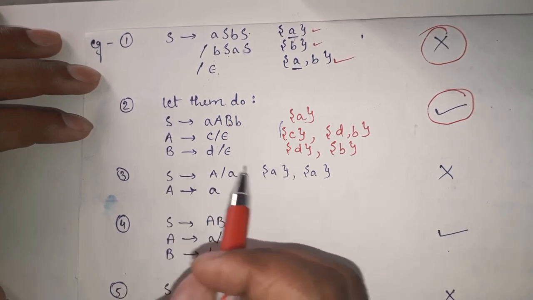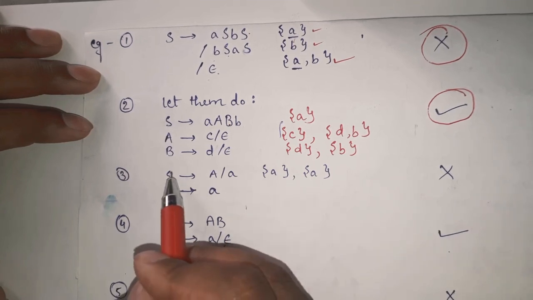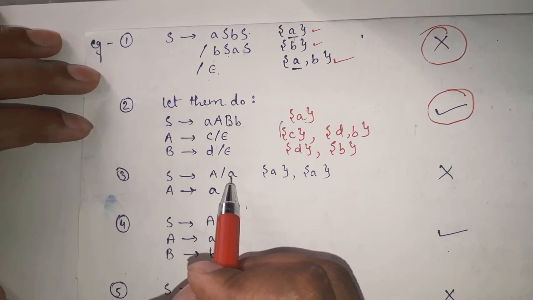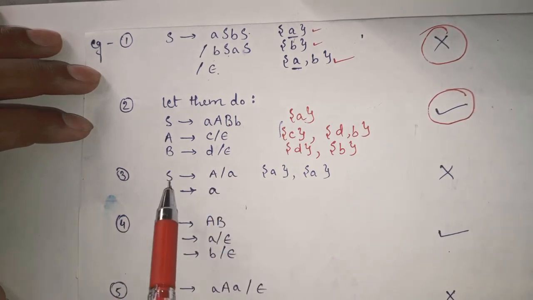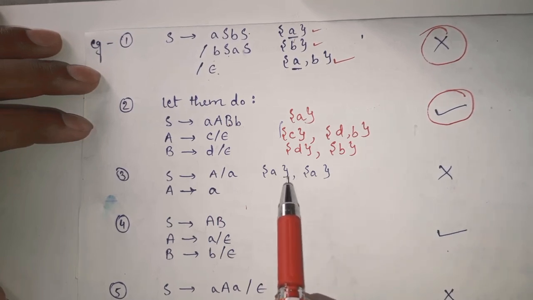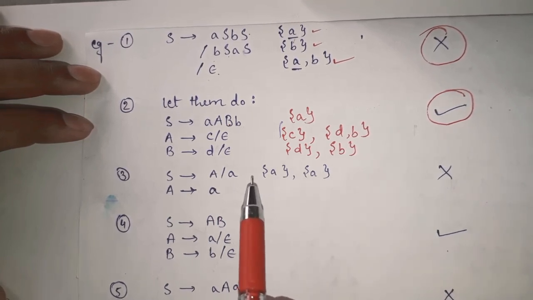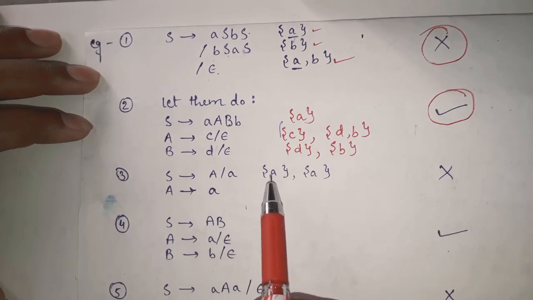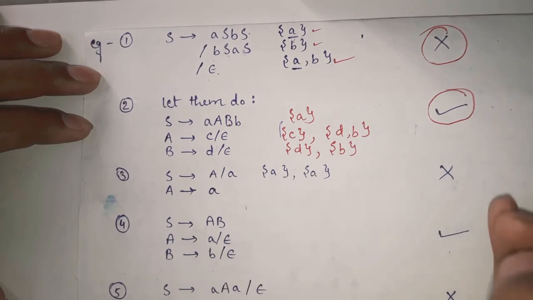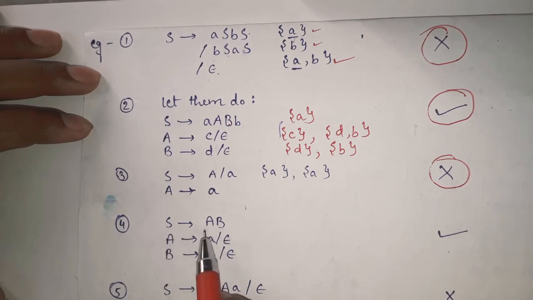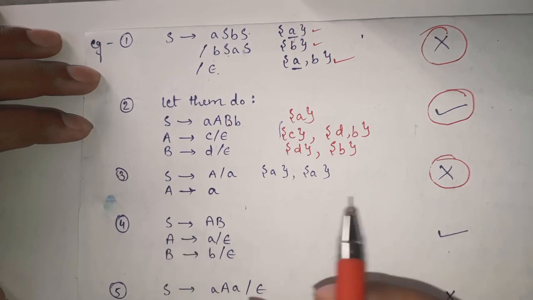So here in this case, both of these, that means S gives A and S gives small a, will be placed inside the row of S and in the column of small a. So here I am getting duplicate entries in this row. I am getting more than one entry in this particular cell, and so here itself I can say that it is not LL1.